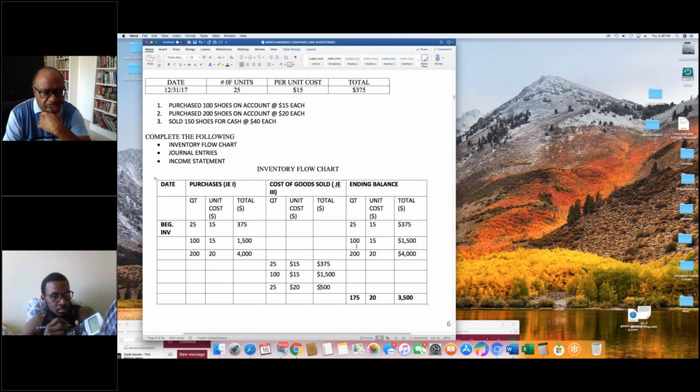So we had 325 pairs of shoes for sale. We sold how many? 150. We sold 150. What was our total cost of the shoes sold? Now add those up for me. 2,370. And we have these left in inventory. Okay.